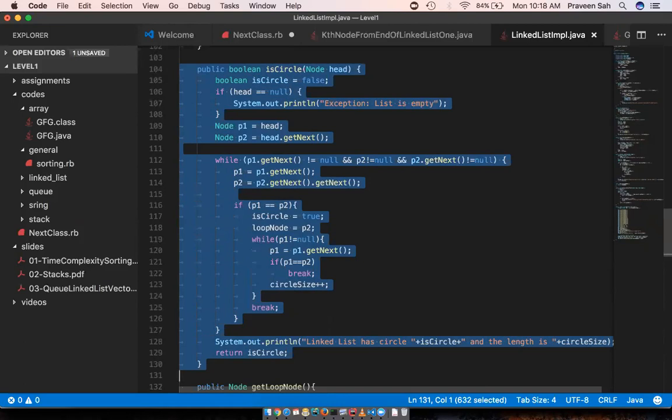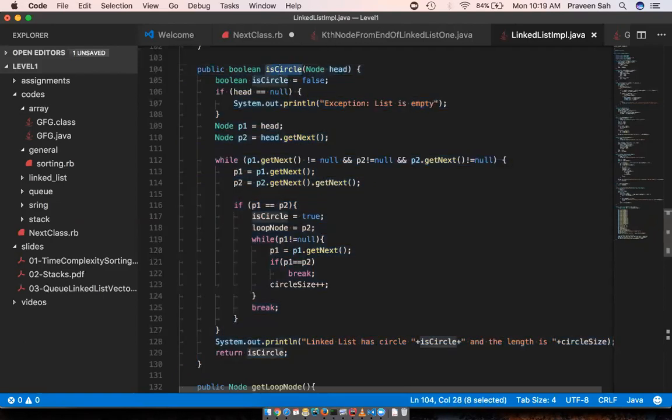If I'm not wrong, this code is contains circle, not is circle. The is circle is slightly different from contains circle. Is circle is just like, am I part of the loop or not? Meaning, is head part of the loop or not. That's the simple difference. Like this head is not part of the circle, but somewhere ahead in the linked list there is a circle. No problem. I'll change the name of the method here, so this is contains circle only.